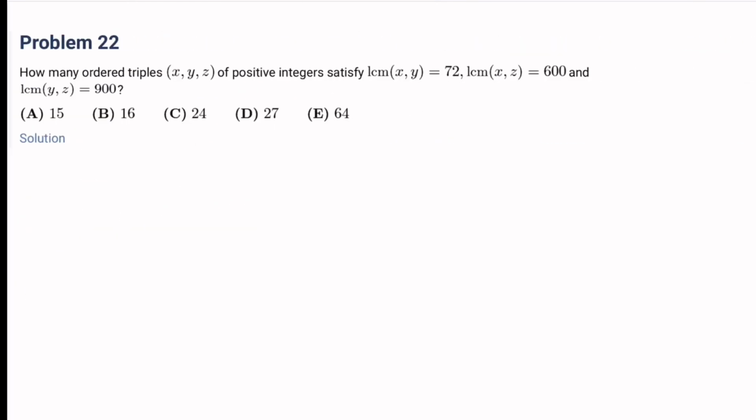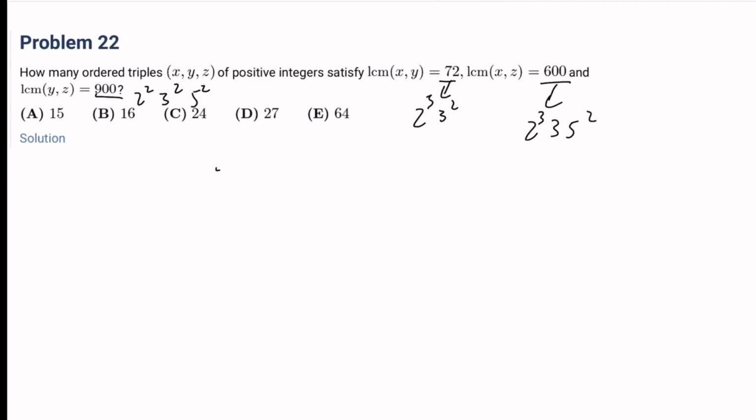Number 22, how many ordered triples x, y, z of positive integers satisfy the LCM of x, y is 72, LCM of x, z is 600, and the LCM of y, z is equal to 900. Okay, so 72 is just equal to 2 cubed, 3 squared, and 600 is 2 cubed, 3 times 5 squared, and 900 is equal to 2 squared, 3 squared, 5 squared.